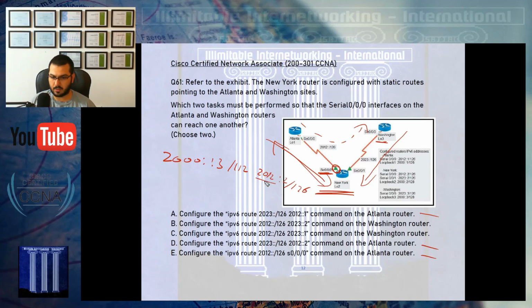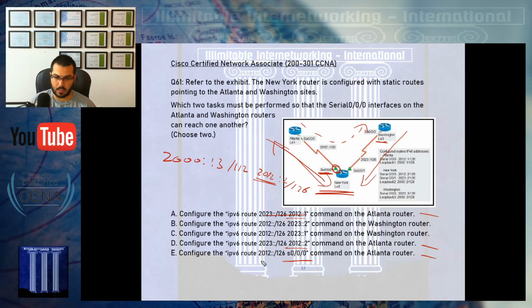Okay, at least give me a next hop, a correct 2012. So this one refers to 2012. This one refers to 2012::2. But actually, yes, it's ::2, so delete this one. And this one refers to serial 0/0/0. This one can also be used. So it's either D and E.